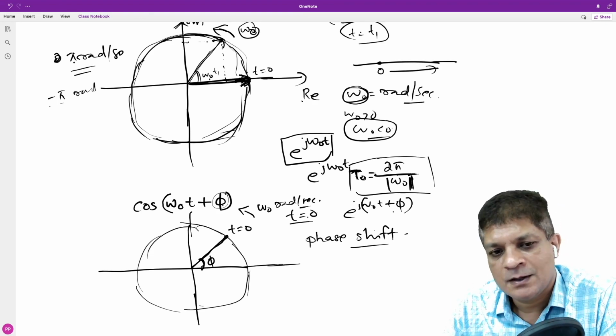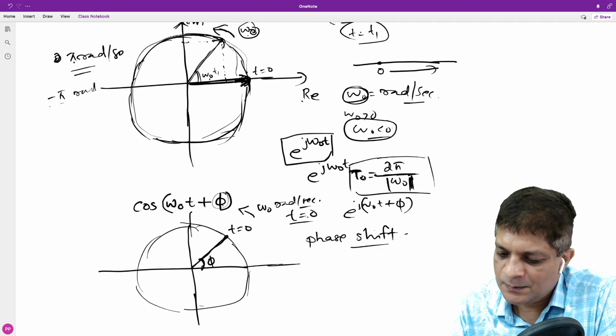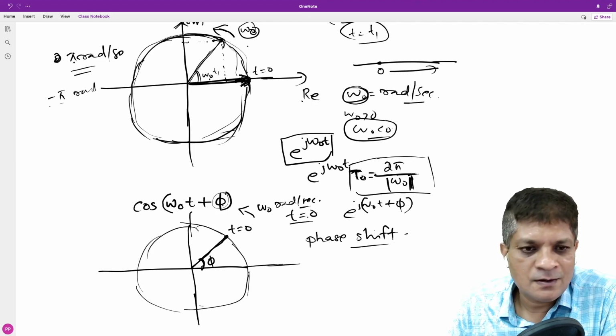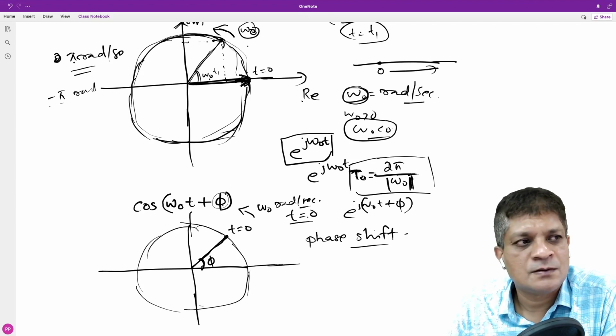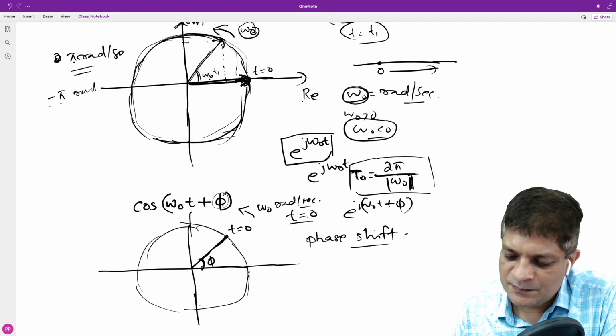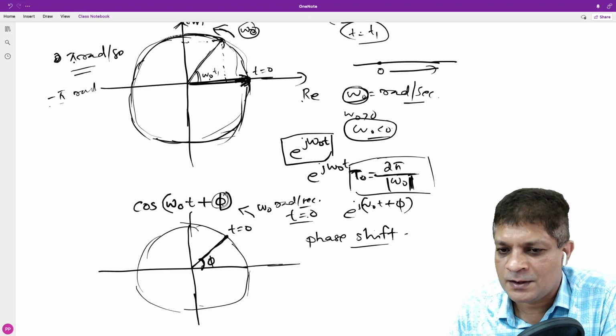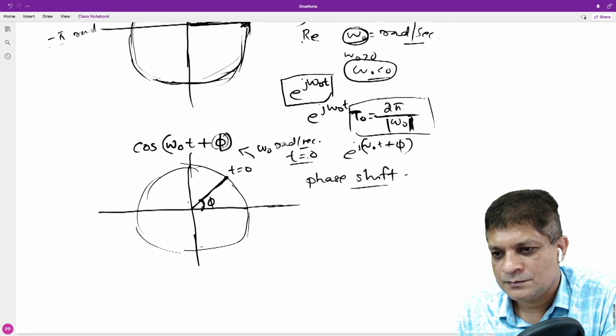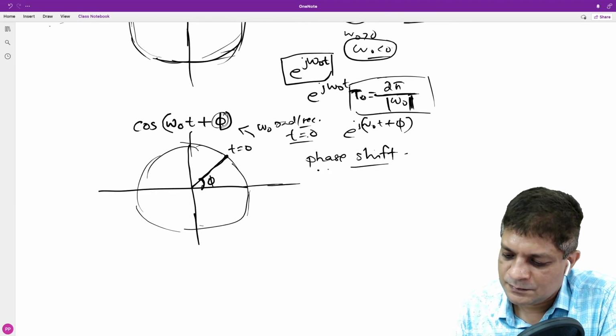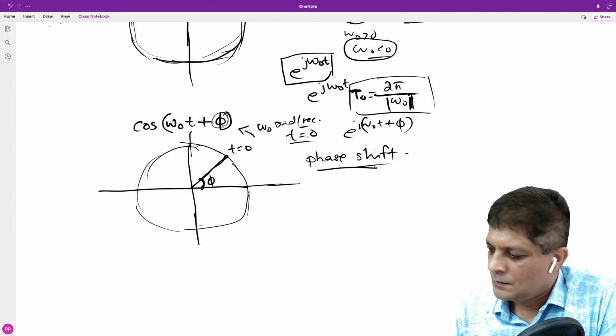Is it the same as the previous one without phase shift? Yes, sir. So it is the same, isn't it? So can we say that this phase shift won't affect the periodicity of that signal, is it? Yes.